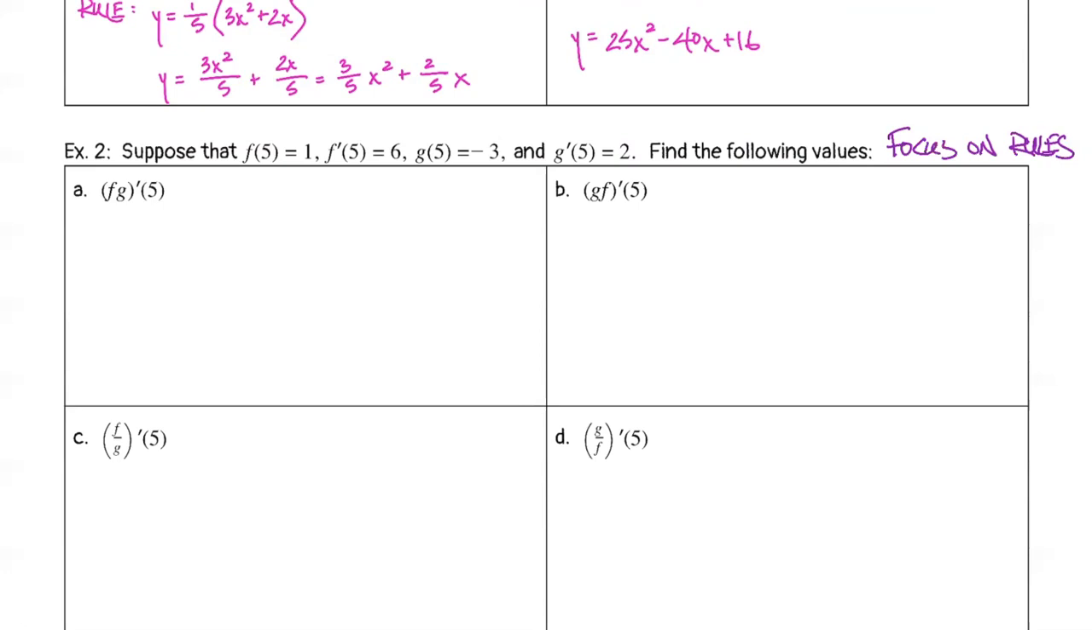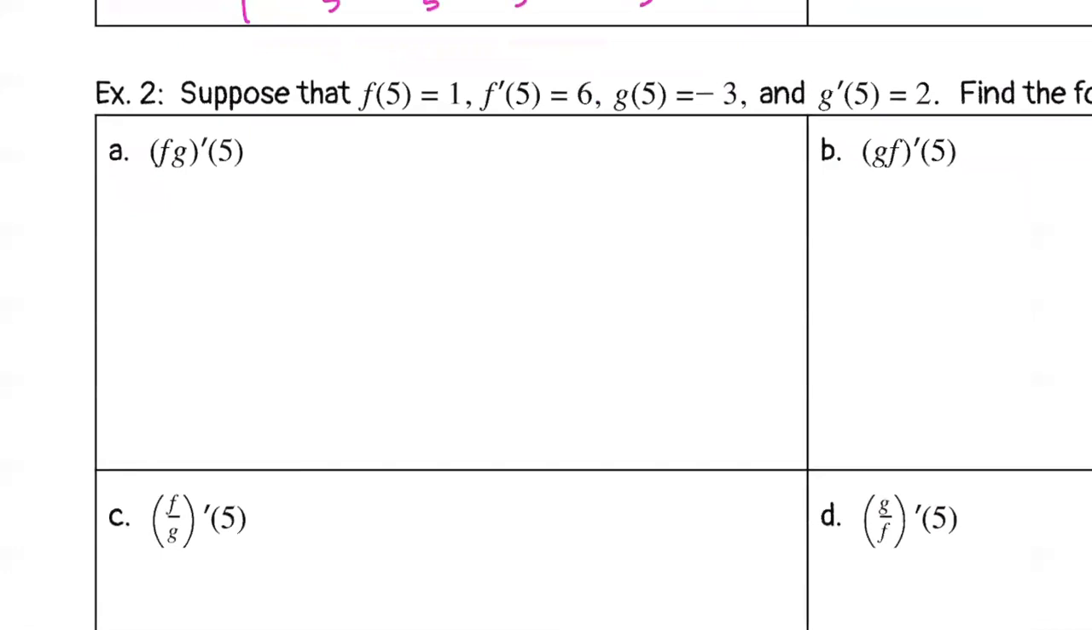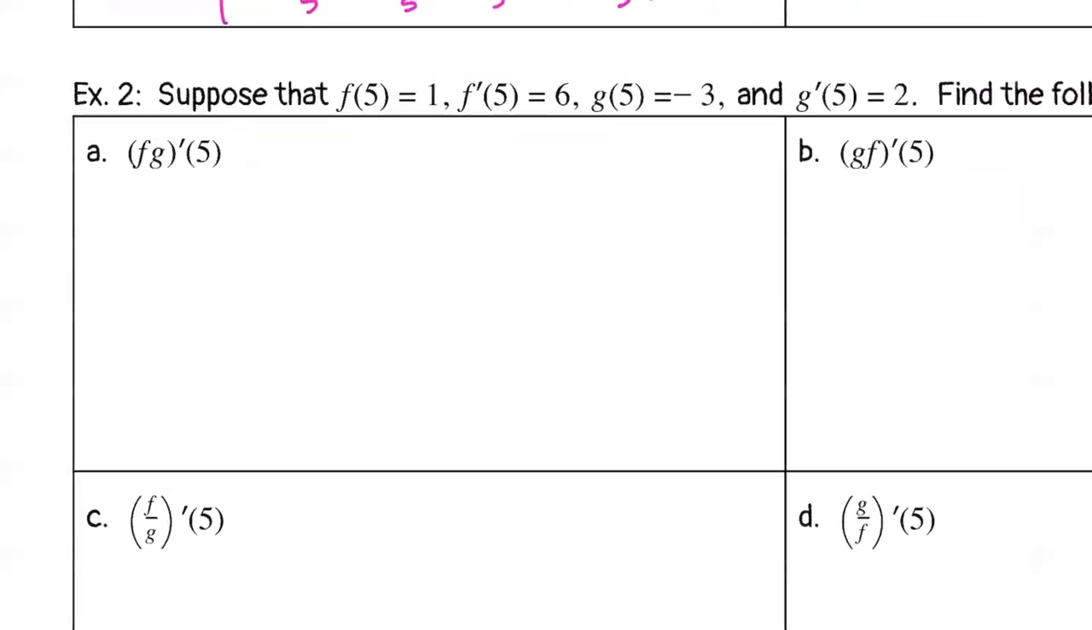Do I need product rule, quotient rule, power rule? What do I need? So let's unpack this particular question. It says, suppose that we have f of 5 equals 1. Let me just pause there for a moment. Can someone interpret for me what f of 5 equals 1 means?